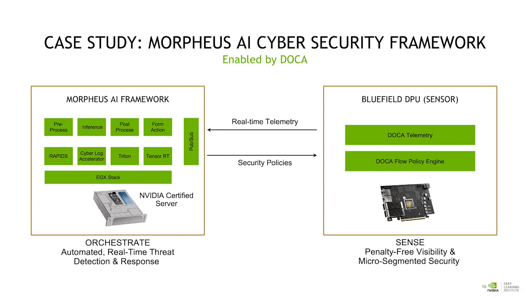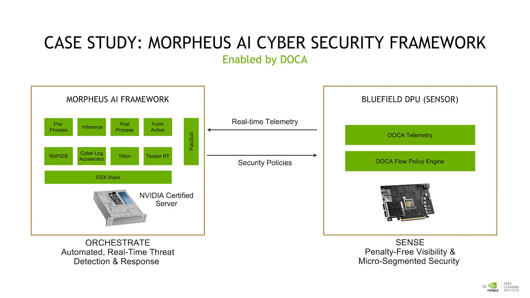Morpheus is an AI cybersecurity framework intended to help accelerate the cyber ecosystem. The DOCA-powered software on the DPU acts as a real-time network sensor that collects network information and sends it to the Morpheus AI framework. Morpheus does analysis and makes a set of security policy recommendations and sends this back to the DPU. The DPU can then take action through the DOCA Flow API-based policy engine.